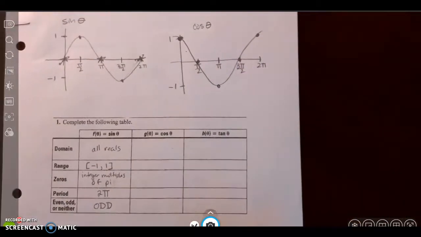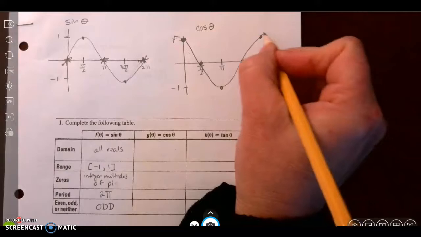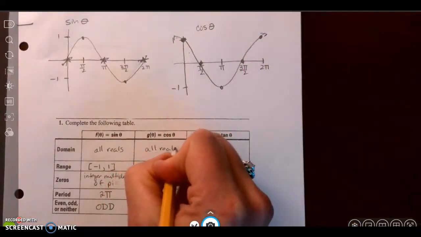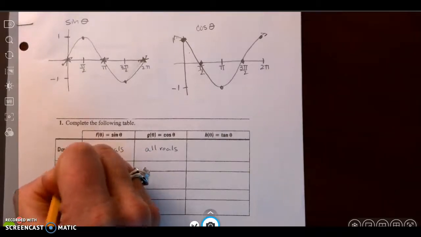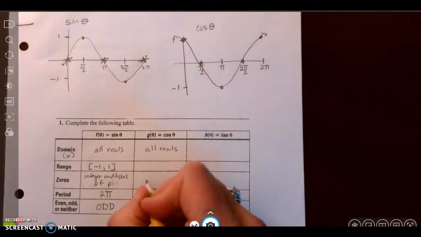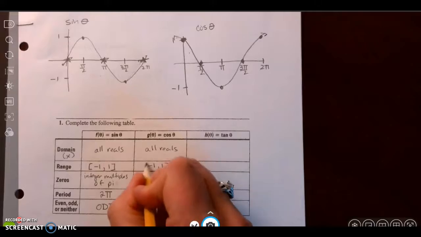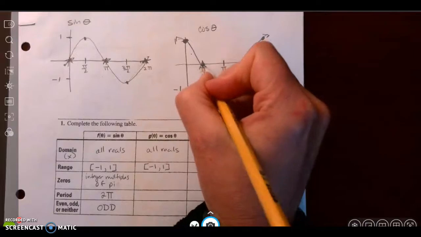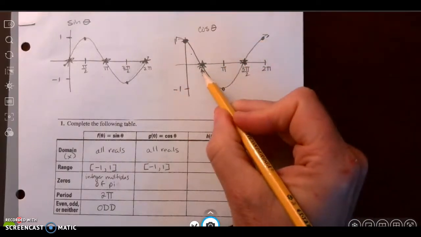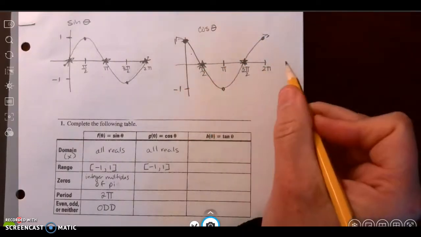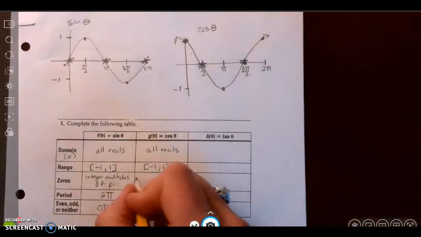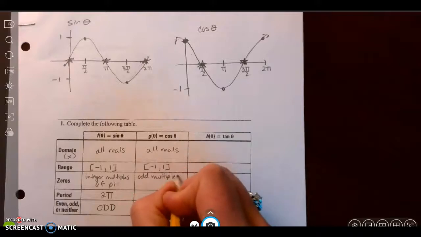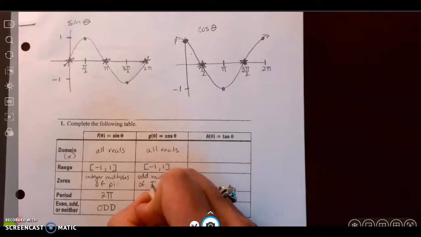So then when I go to answer these questions, the domain, since again it continues forever and ever in both directions, left and right, that's all reals for the x-axis, because domain is x. Range, again, just goes from -1 to +1. Here I hit the x-axis. My zeros are at 1/2 pi, 3/2 pi, then it would be 5/2 pi, 7/2 pi. That's the odd multiples, plus 1, 3, 5, 7, 9, etc., of pi over 2.